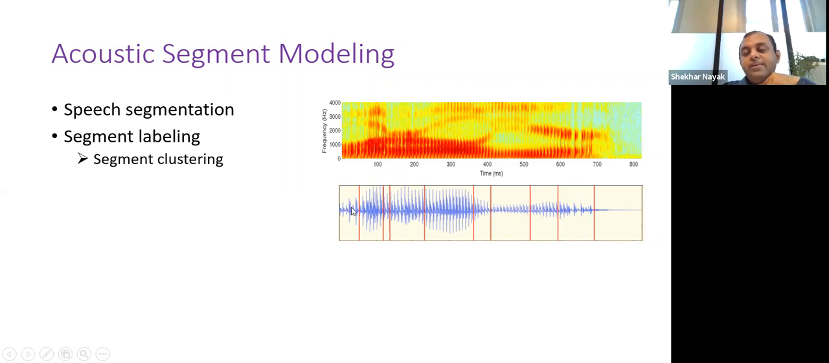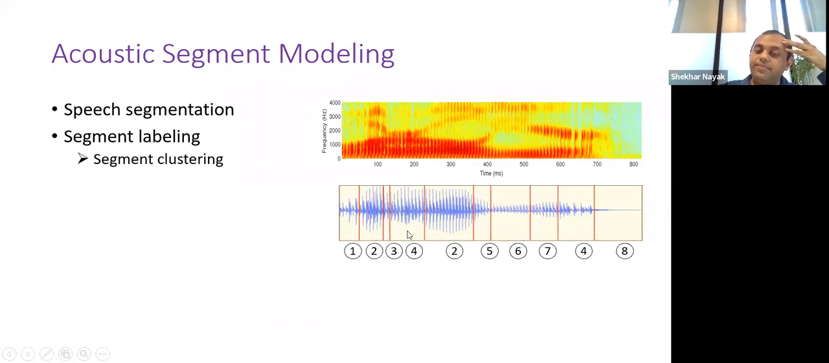You can have 50 labels or 100 labels, whatever. That number of clusters or labels will be used to transcribe any utterance. The cluster indices will be used to label this utterance. We can see that this phoneme and this phoneme are the same, so they should be marked by the same virtual label 2, whereas the different segments are marked by different virtual labels 1, 2, and so on.